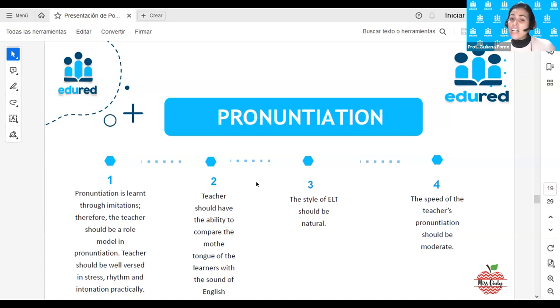Okay? The style of ELT should be natural. It means that it needs to be like a conversation, like when you're speaking in Spanish, not forced, not rough. Your voice tone, your gesture, as you were speaking in Spanish.